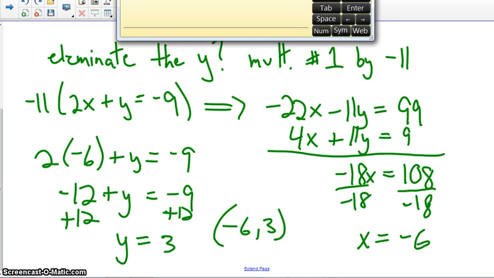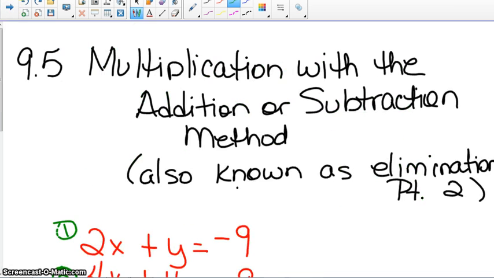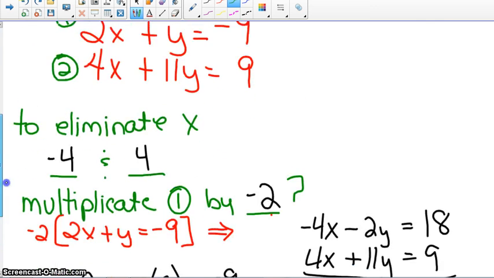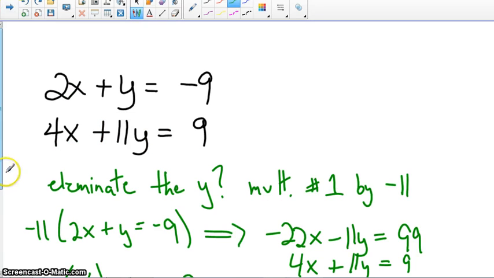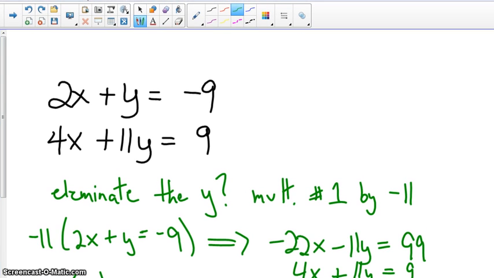And if you look back at the first answer, negative 6, 3. So we got the same thing. So we're good to go. And so basically the idea is that you can use it to eliminate either variable and you'll still be okay. Alright?